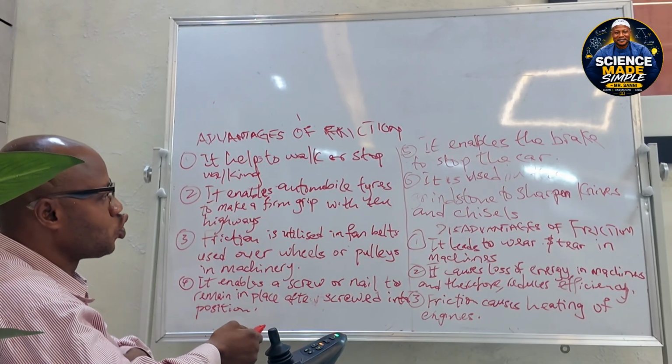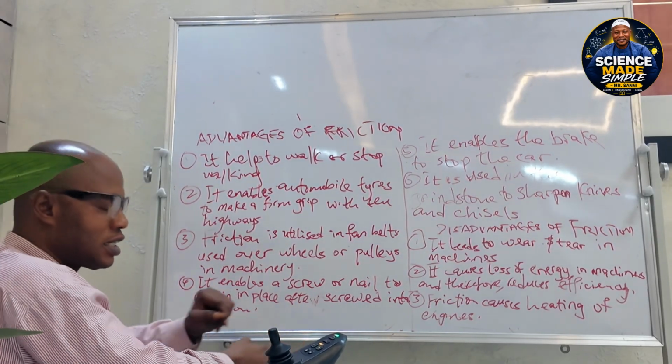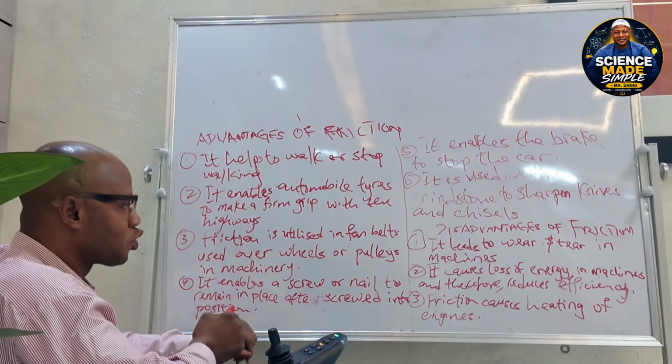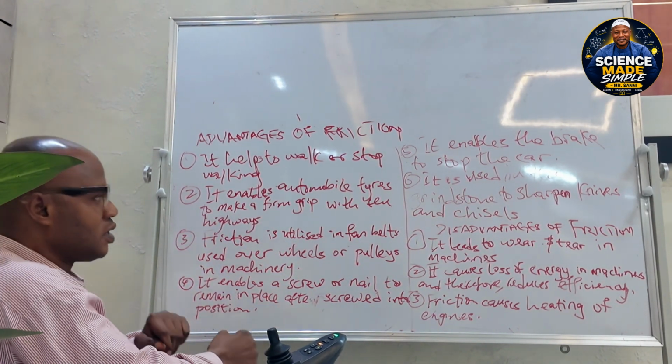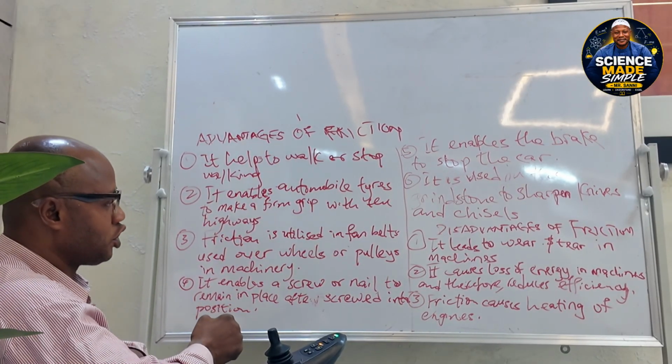Frictional force is also used in the grindstone to sharpen knives and shears. That is, there must be frictional force between the grindstone and the knives so that it will sharpen the edge of the knives or chisel.